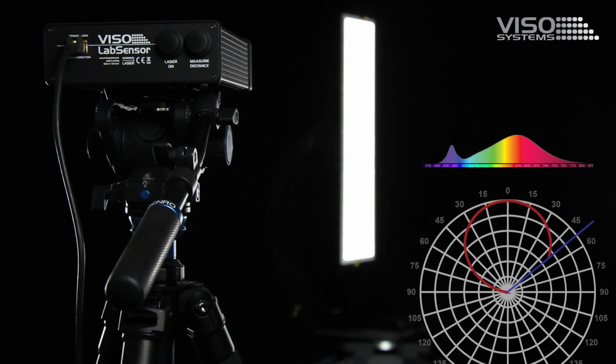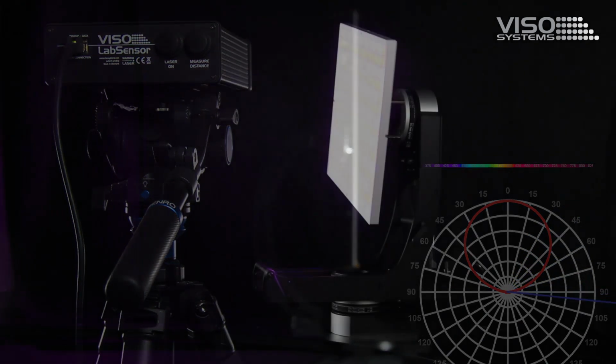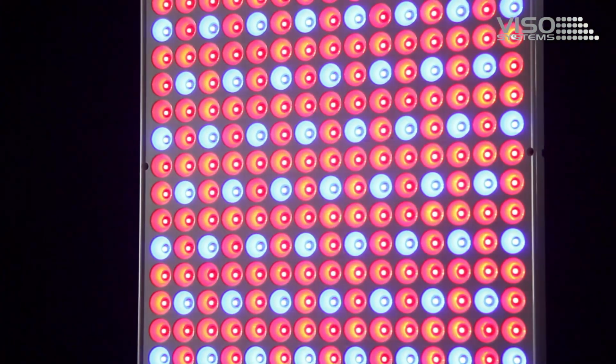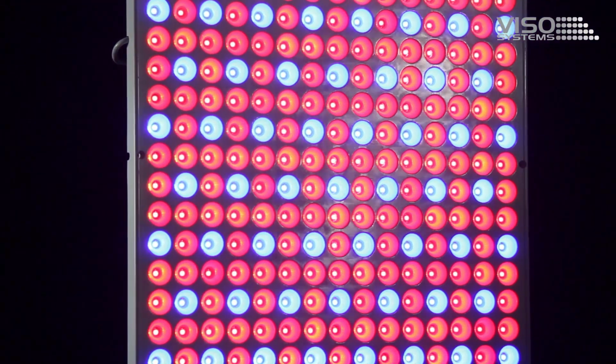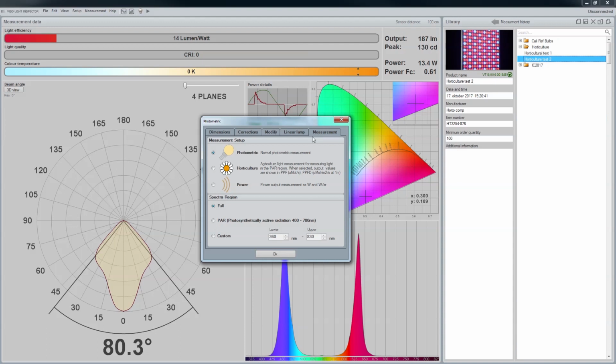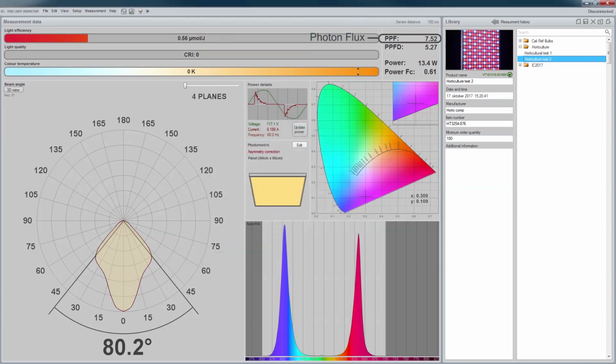All Viso light measurement systems use the unique fast spectrometer sensor technology. Not only does this make it possible to measure complete photometric data, but it also enables the measurement to be converted into horticultural format through a simple click of a button. Instead of luminous values, you will get PPF, photon flux, and PPFD, photon flux density.